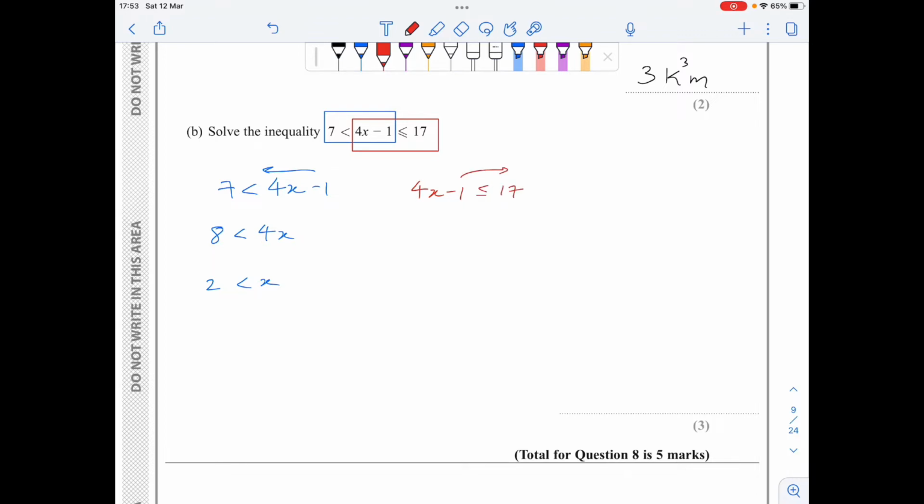Take the 1 to the other side. 4x is less than or equal to 18. x is less than or equal to 18 divided by 4. That's 9 over 2. And if I merge these two, I'm going to get 2 less than x less than or equal to 9 over 2.